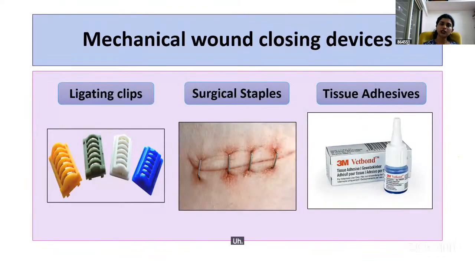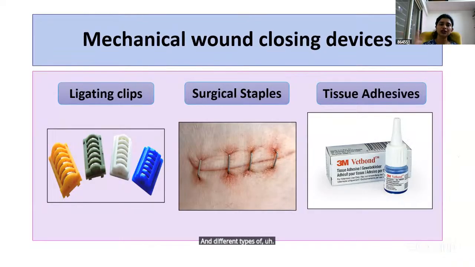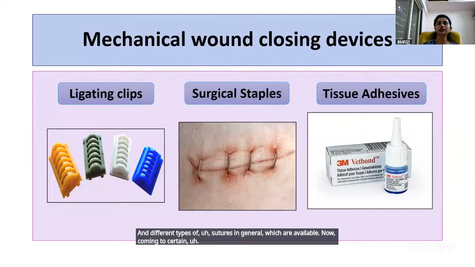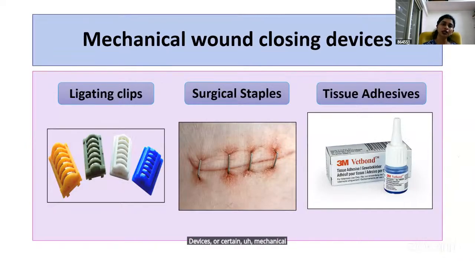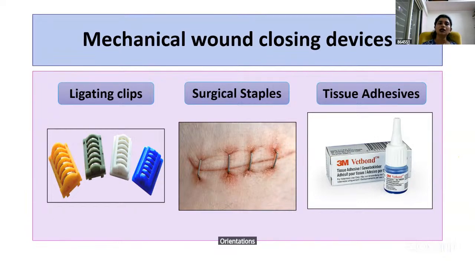Now we are heading towards the end of the session. We have learned about different types of suture materials, different types of suture needles, and different types of sutures in general which are available. Now coming to certain mechanical devices which are available apart from sutures for closure of wounds, lacerations or incisions: we have ligating clips, surgical staples, and tissue adhesives.